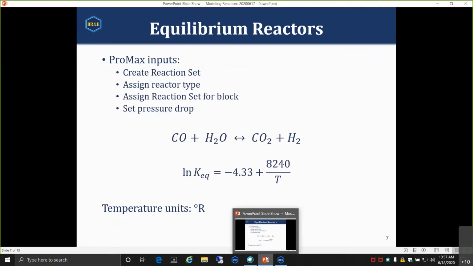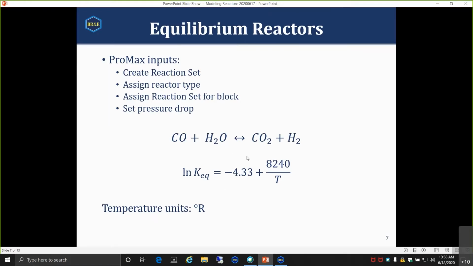So here, the things that we'll need to do in ProMax: the first thing we need to do is create a reaction set, and I'll go through and show you how to do that. We then get our reactor type, and then we will assign the reaction set to our reactor block so that we can run the reaction, and we have to set a pressure drop. These are the items that have to be put into ProMax. We're going to use this information for our gas shift reaction.